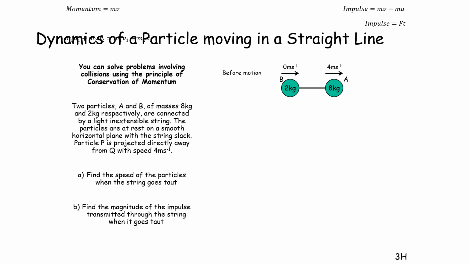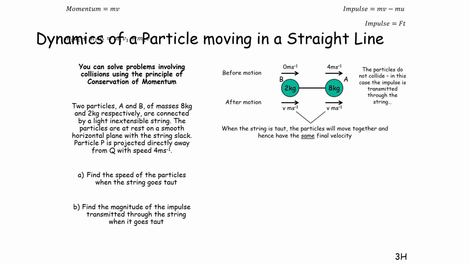So we'll just draw a diagram something like this. After collision, because the string becomes taut, they both have the same velocity. They have a common velocity. It's almost like they coalesce. So this is very important here. So now we have impulse going towards one another because the string is taut. Then we plug into the formula.